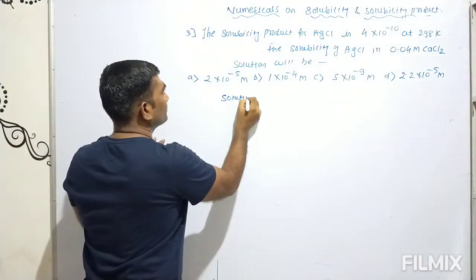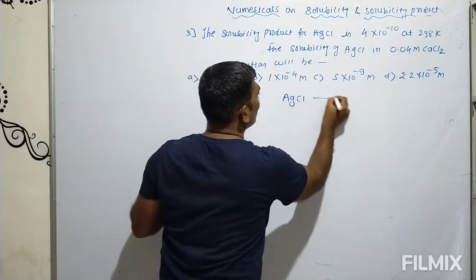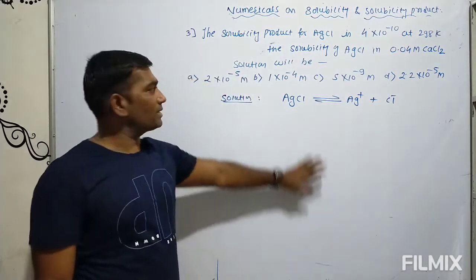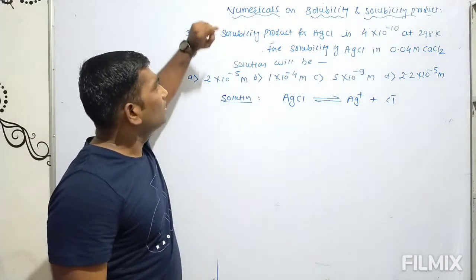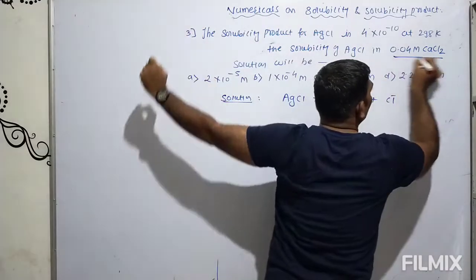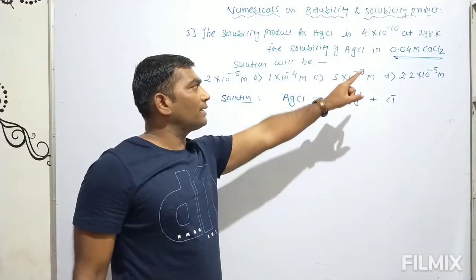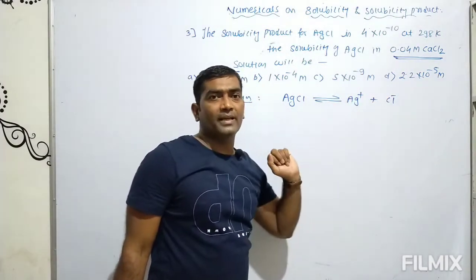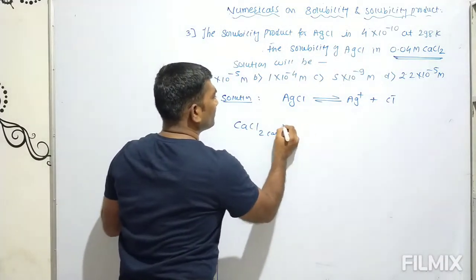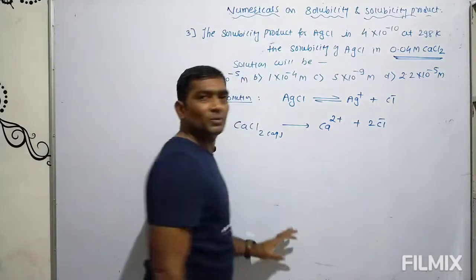Solution. So what is the solubility equilibrium for AgCl? AgCl gives Ag positive plus Cl negative. Now listen here. This one is the other salt which contains the common ion Cl. CaCl2 in aqueous medium gives Ca2 positive plus 2 times Cl negative.